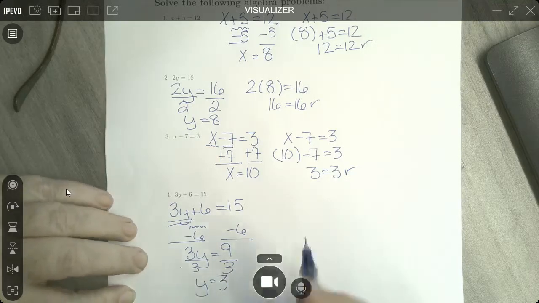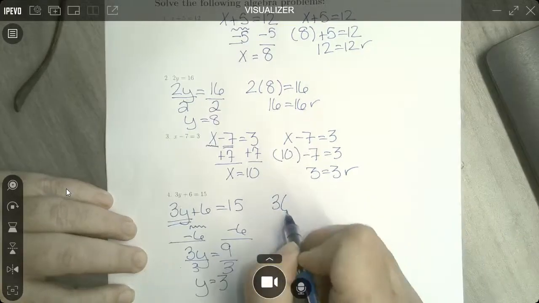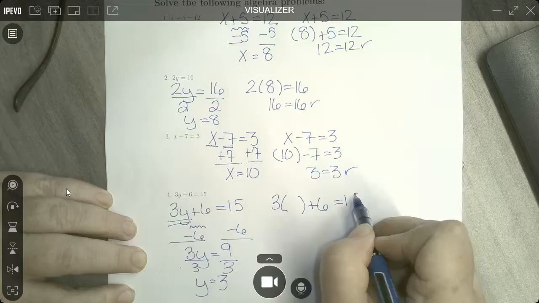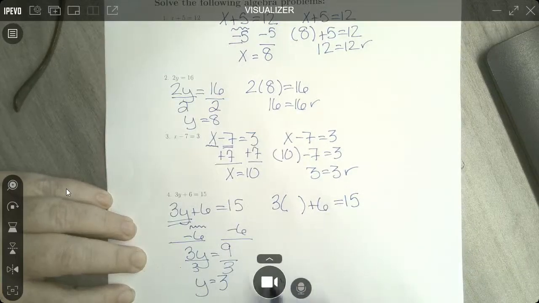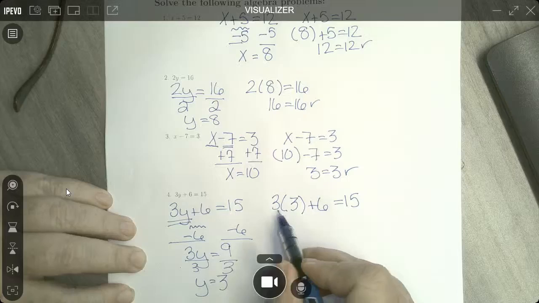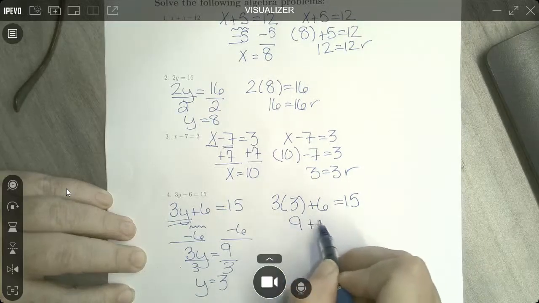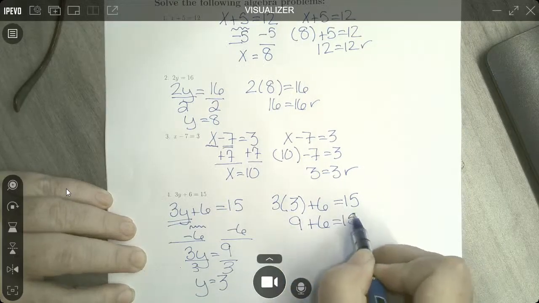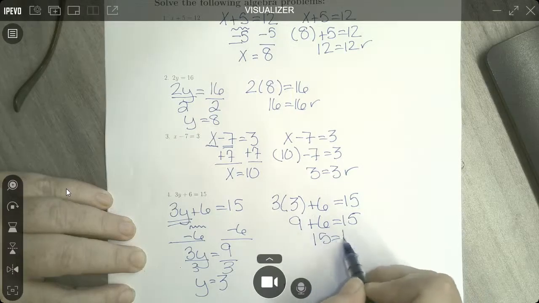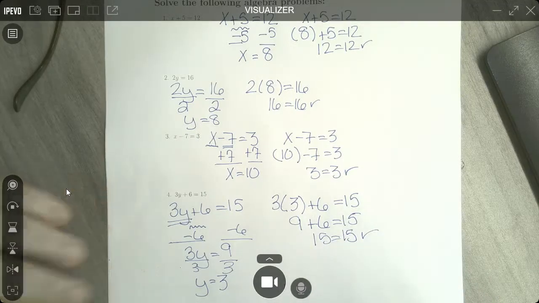All right, well, let's check it. I'm going to rewrite my problem. I'm going to put a parentheses around my variable. We think our answer is 3, and so that's what I'm going to put in here. 3 times 3 is 9, and I rewrite the rest. All right. 9 plus 6 is 15, and would you look at that? We did that one correct too. Cool.